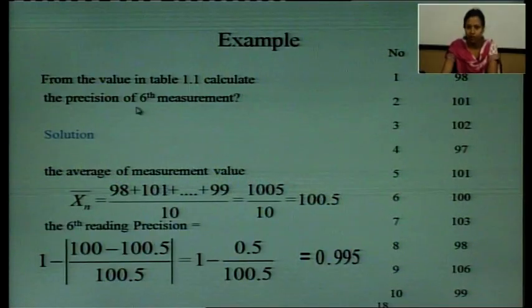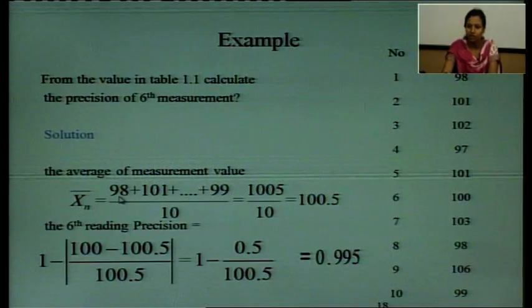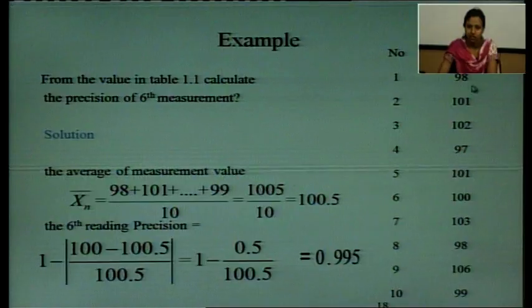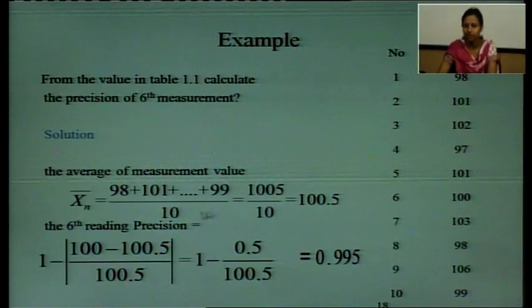For these types of numericals, first we need to consider the mean of all these measurements. So the mean of the 10 measurements is equal to 100.5. We can calculate it easily. How? First sum up all the measured values and divide by the number of terms. The number of terms is 10, the number of measurements is 10. So the value is 100.5.